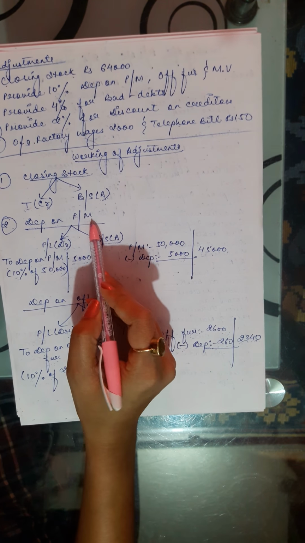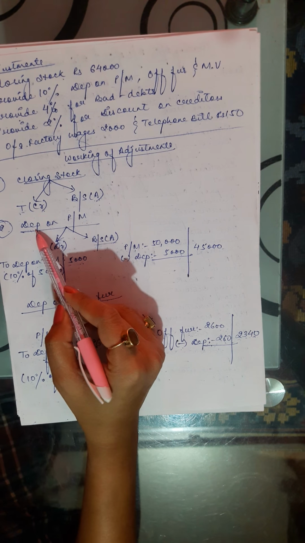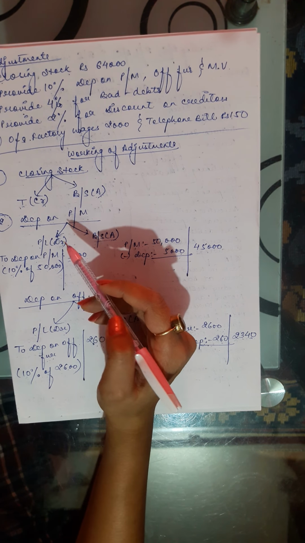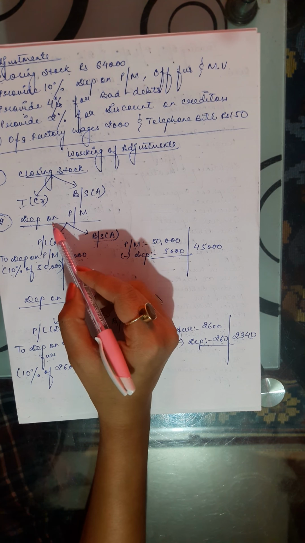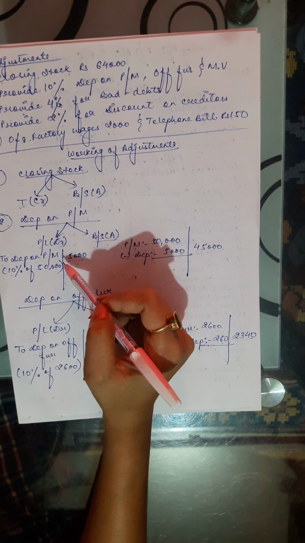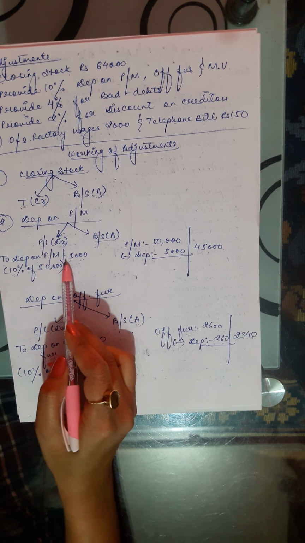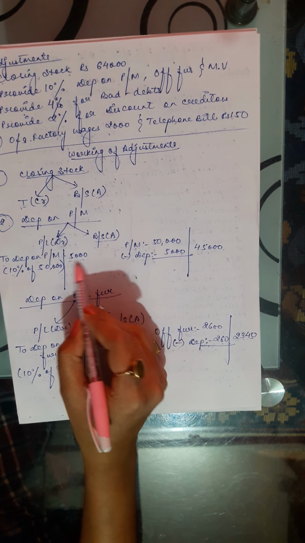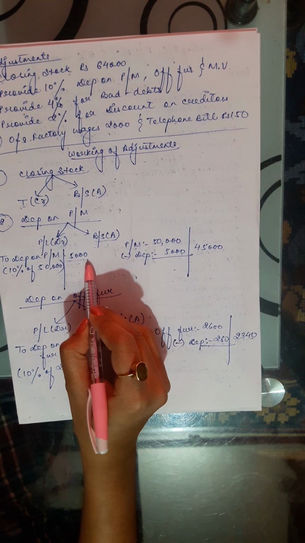First we'll charge the depreciation on plant and machinery. Depreciation is the form of loss for the business. Why? Because depreciation means reduction in the value of asset, right? And losses are always treated in the profit loss की debit side पे. So how are we going to record? To depreciation on plant and machinery, 10% of 50,000. That will give you the value as 5,000, which will be recorded in the outer column.